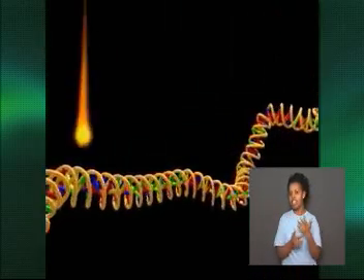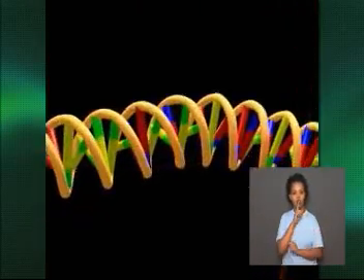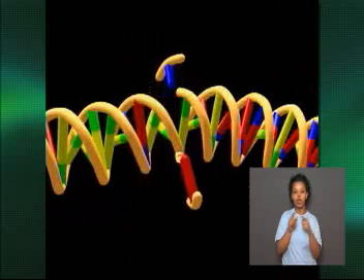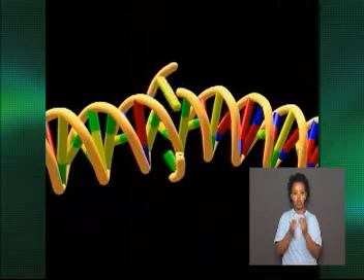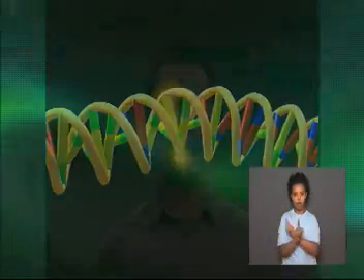Today, we discussed gene mutations, including missense, nonsense, and frameshift mutations. In our next lesson, we will learn about chromosomal mutations.